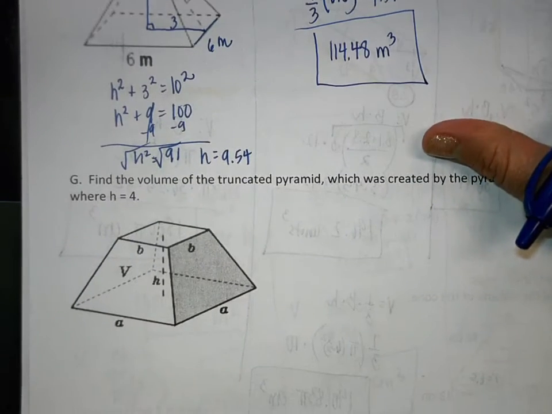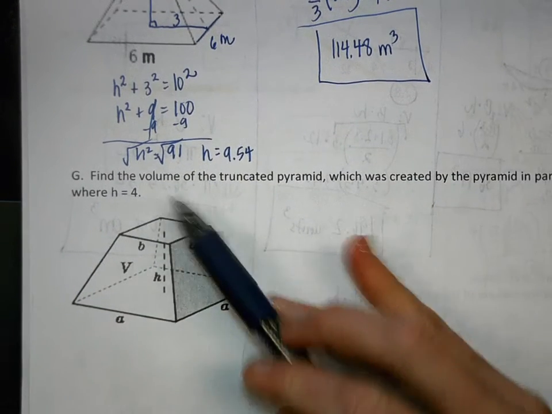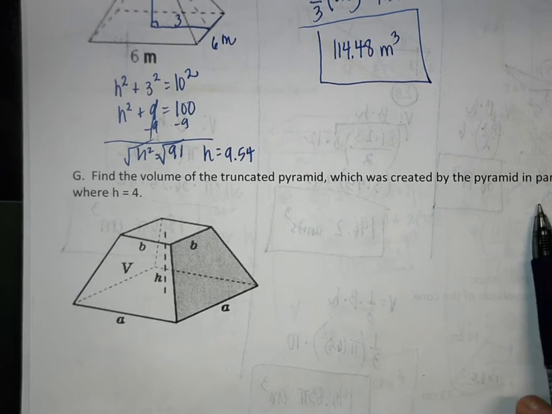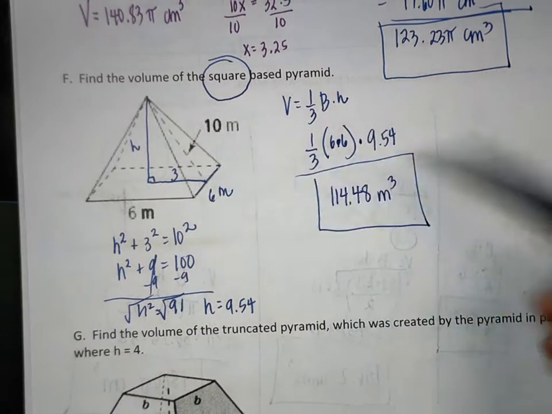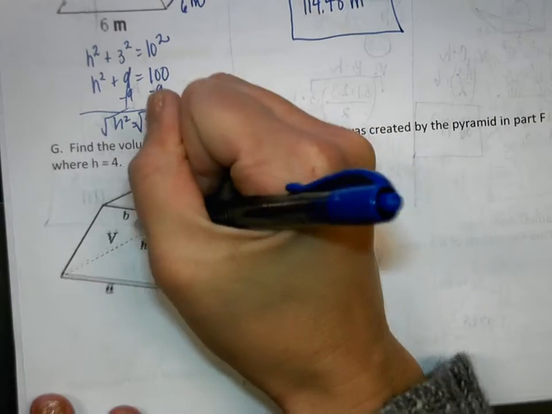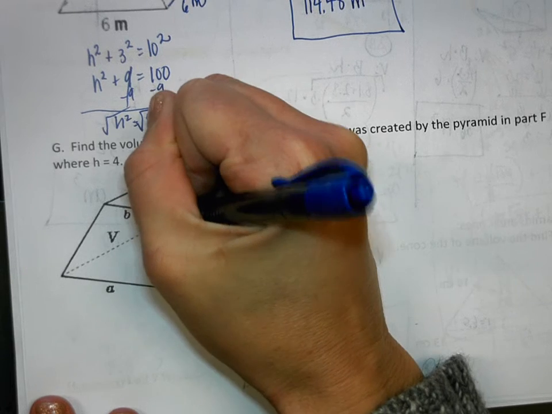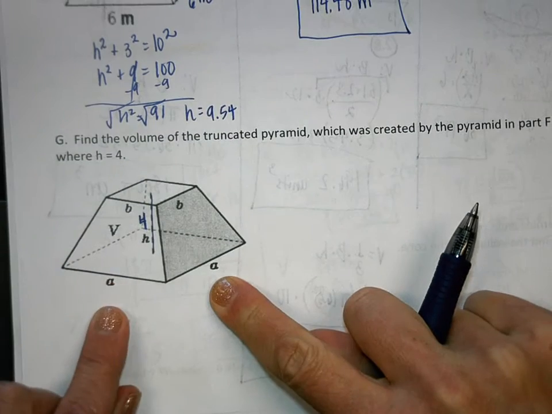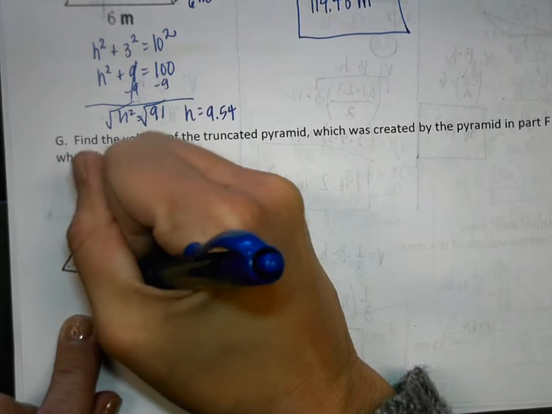Now we go here, and it says find the volume of the truncated pyramid, which was created by the pyramid in part F, which is right here, okay, where h is 4. So they're telling us this height right here is 4. Do we know what these sides are down here? Yeah. What are they? 6. Very good. So I'm just going to cross out these, and I'm going to put 6.